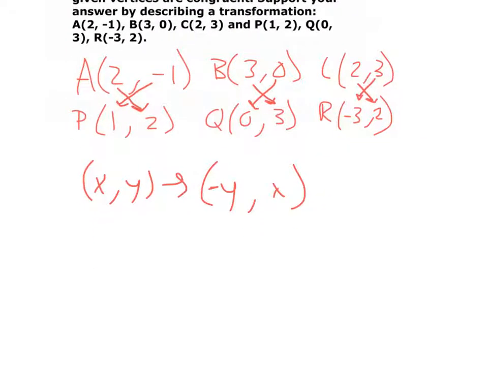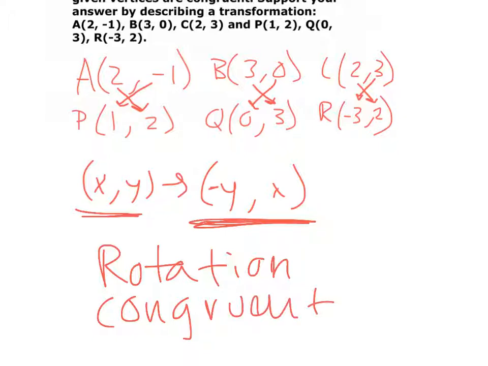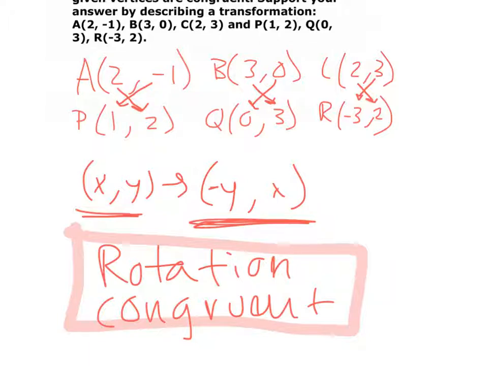So when we go from XY to -YX, what type of transformation are we doing? Rotation. And when we rotate one of our shapes, are they going to be congruent? Yes. So when it's a rotation, the shapes are congruent, because it's the same shape, we're just rotating it.